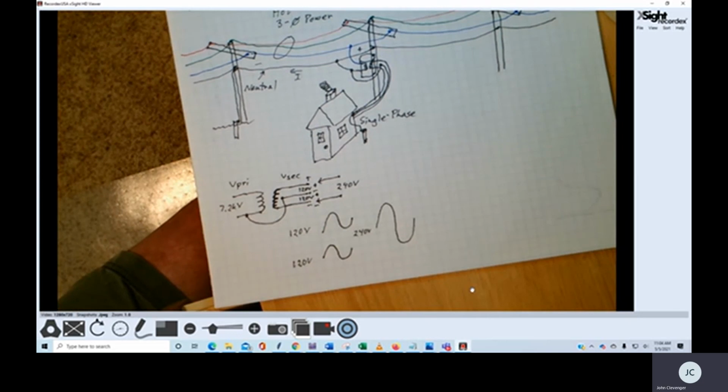So we only have a single phase of power coming in. We really have two 120 volt sources coming out, but they are in phase with each other. So we call this single phase.